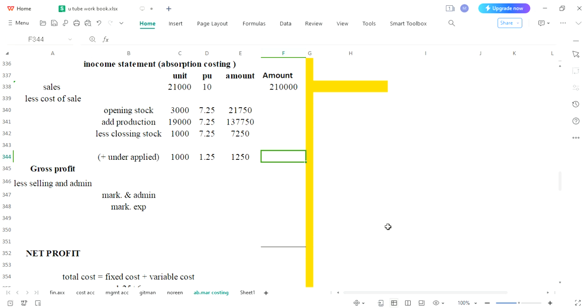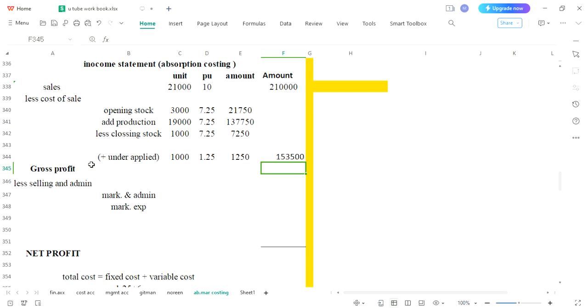We are now ready to calculate our cost of sale by following these signs. The very first thing is your opening stock, which is 217,750. Then, please follow it, you will add your production cost, and then you need to subtract your closing stock, and finally you will add, put the sign of plus, your under applied. We have got our total cost.